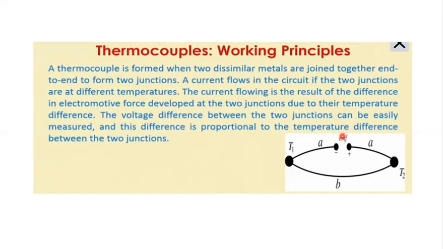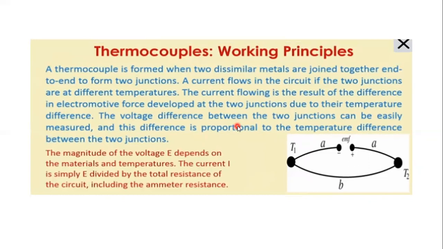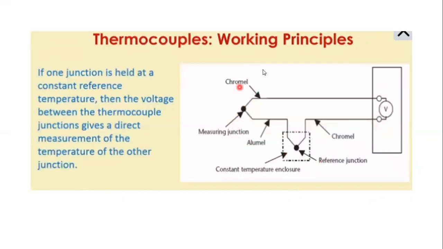Or if we connect an ammeter within this loop, the current flow I can be measured. That is the working principle of a thermocouple. Okay, so this is a thermocouple arrangement. You can see the junctions. These are the two ends of the thermocouple.